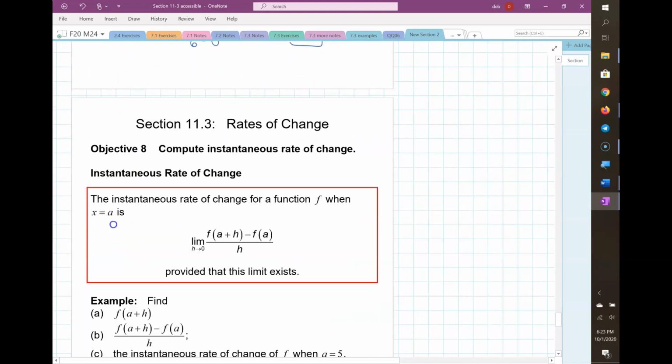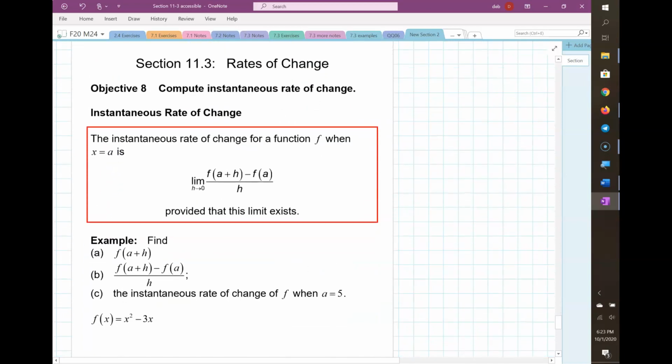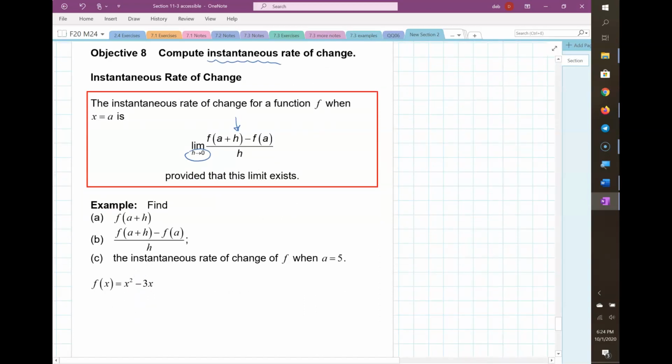Now the thing that we're going to add in this last objective here, that's the calculus part, is we're going to find the instantaneous rate of change by letting that distance between A and B get smaller and smaller and smaller. So we're going to call that distance between A and B h and find the limit as it goes to 0. Okay, so here's my function, x squared minus 3x.